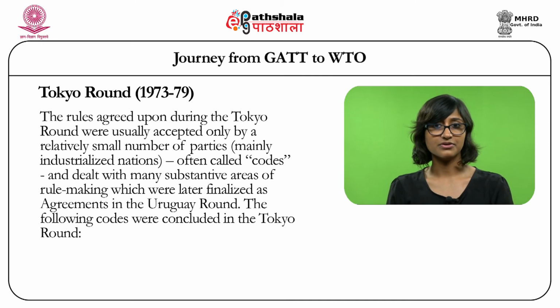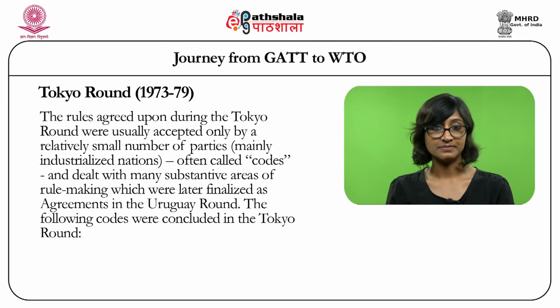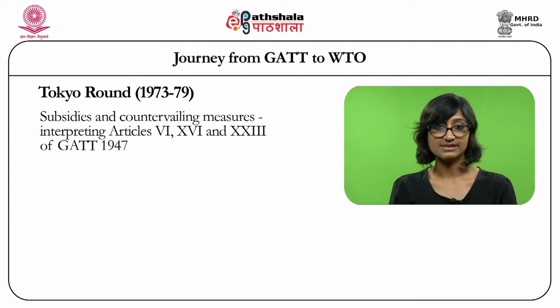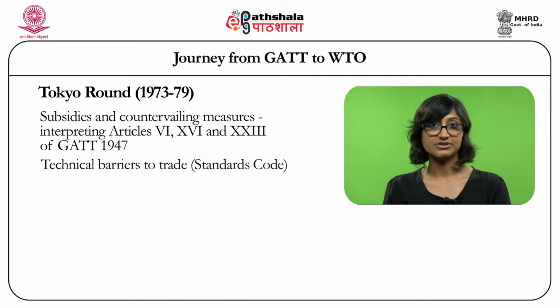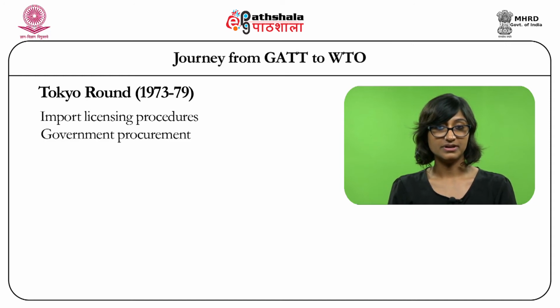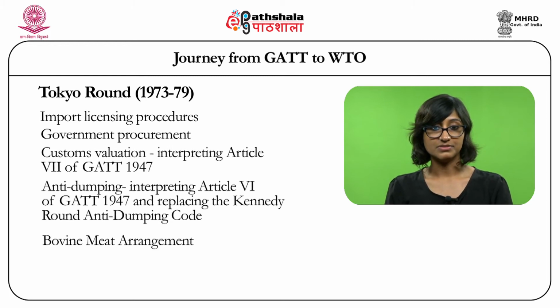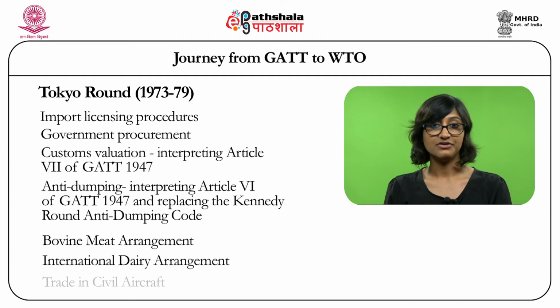The rules agreed upon during the Tokyo round were usually accepted only by a relatively small number of parties, mainly industrialized nations, and were often called codes. These rules dealt with many substantive areas of rulemaking, which were later finalized as agreements in the Uruguay round. The following codes were concluded in the Tokyo round. The codes on subsidies and countervailing measures, technical barriers to trade or the standards code, import licensing procedures, government procurement, customs valuation, anti-dumping, bovine meat arrangement, international dairy arrangement, and trade in civil aircraft.